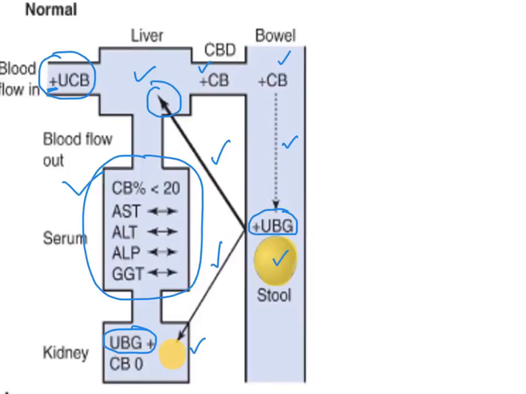And when the conjugated bilirubin is less than 20% in the serum, you don't find any conjugated bilirubin in the urine because it will be undetectable. Our normal tests don't detect conjugated bilirubin under normal circumstances in the urine. So the normal color of urine is because of 1 plus urobilinogen. Normal color of stool is because of 1 plus urobilinogen in the stool. So you have 1 plus unconjugated bilirubin and 1 plus conjugated bilirubin. Serum values: conjugated bilirubin less than 20%, towards the normal.